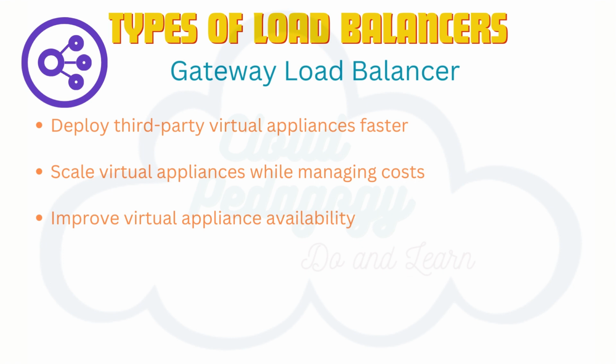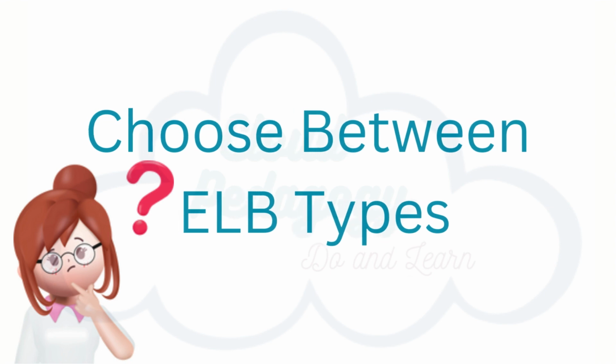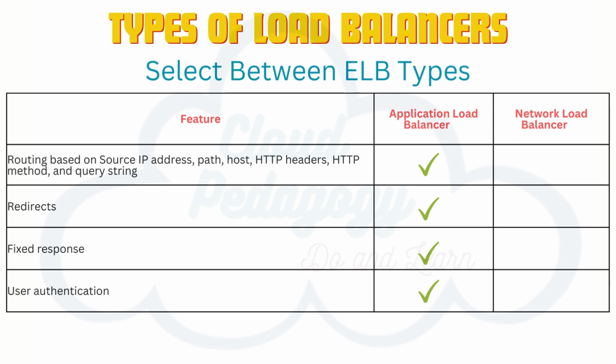So that's all about the different types of ELBs. But how do you select between the ELB types? Selecting between the ELB service types is done by determining which feature is required for your application. You can find a list of the major features that you learned in this unit and previous units.